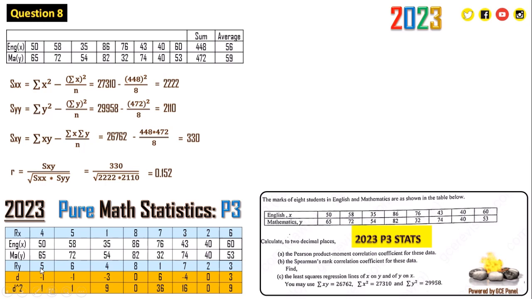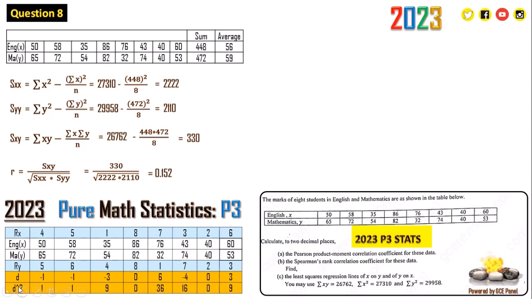Now we get the difference of the ranks. The rank for English and the rank for maths. So for this first column here, we have 4 minus 5, which is negative 1. You can take 5 minus 4, no problem, because you're going to square them. The next one is 5 minus 6, negative 1 again. 1 minus 4, which is negative 3. 8 minus 8, 0. 7 minus 1, which is 6. 3 minus 7, which is negative 4. 2 minus 2, which is 0. And 6 minus 3, which is 3.